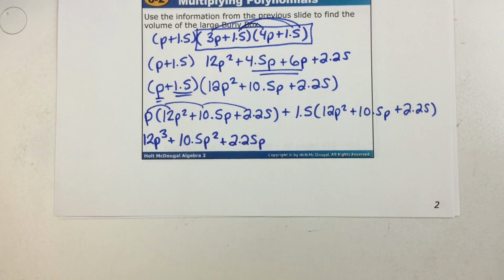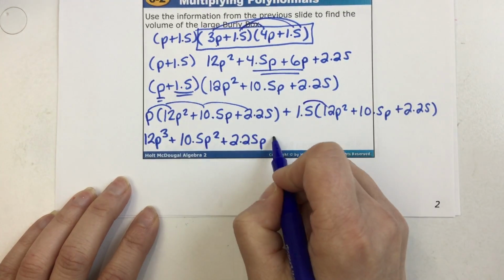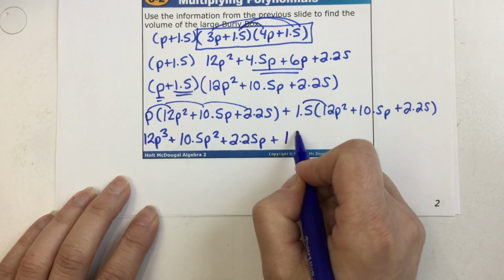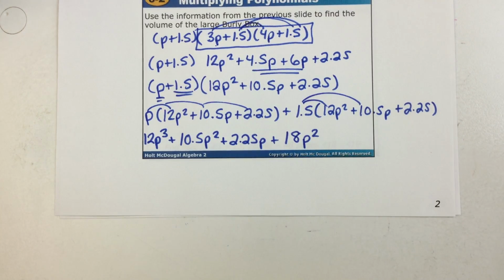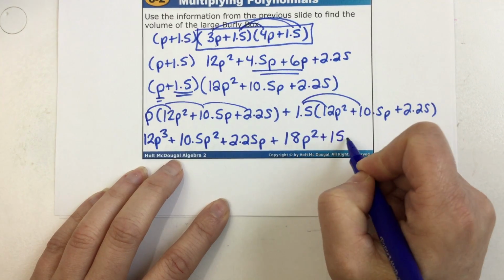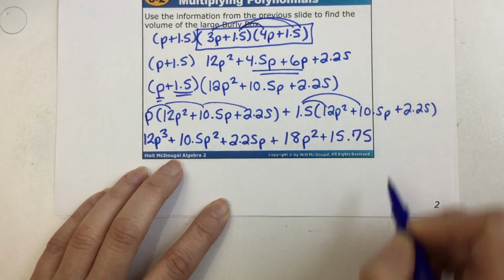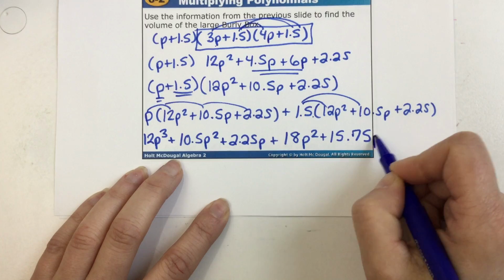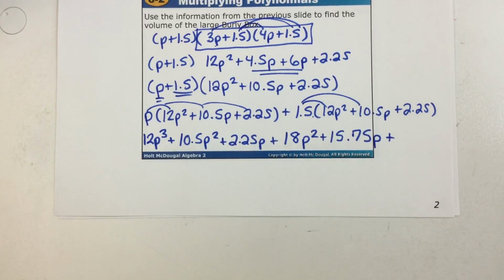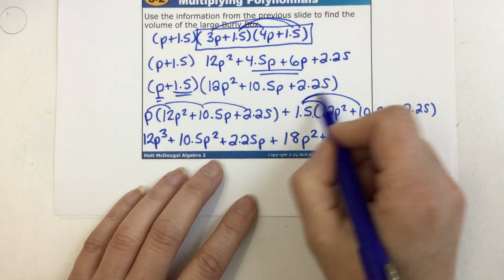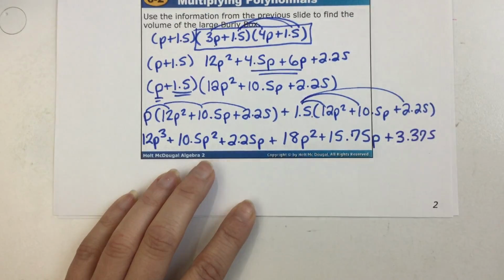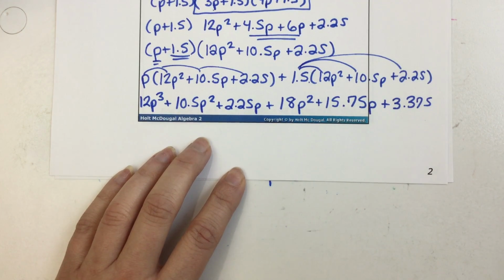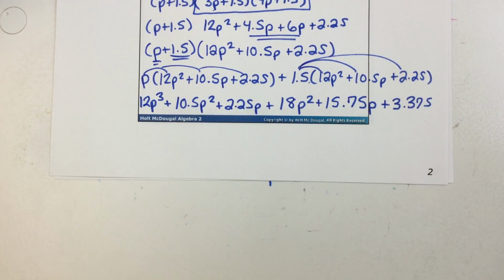Now I'm multiplying every number by 1.5. So if I take 1.5 times 12, I get 18. The variable doesn't change, so it's still p squared. 1.5 times 10.5, that is 15.75. This does not have a p, this does, so together it's 1. 1.5 times 2.25, when I go to the last term, it's 3.375. Now what they want us to do is make sure that we have our final answer in standard form.